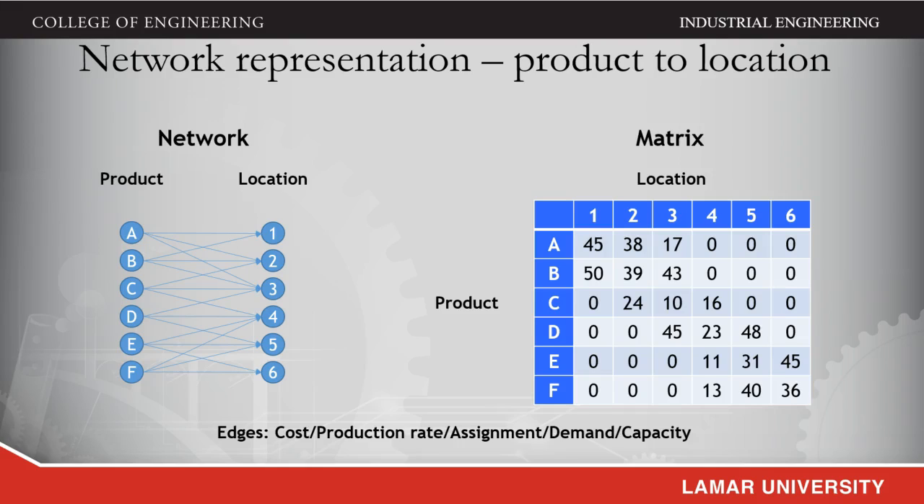Another example is when the vertices can represent, on one hand, the different products and, on the other, different locations. In that case, the matrix data will represent the cost of producing or storing the product in a particular location, or the production rate of such product at that particular location. It can be a decision on whether to assign a product or not to that particular location, the demand for the product at such particular location, or the processing capability for that product at that location.